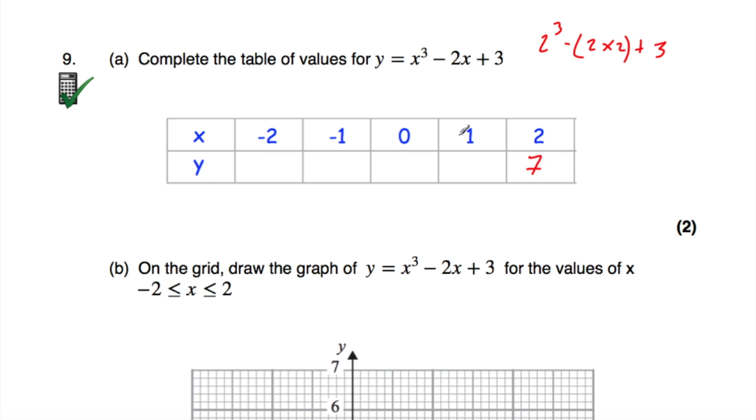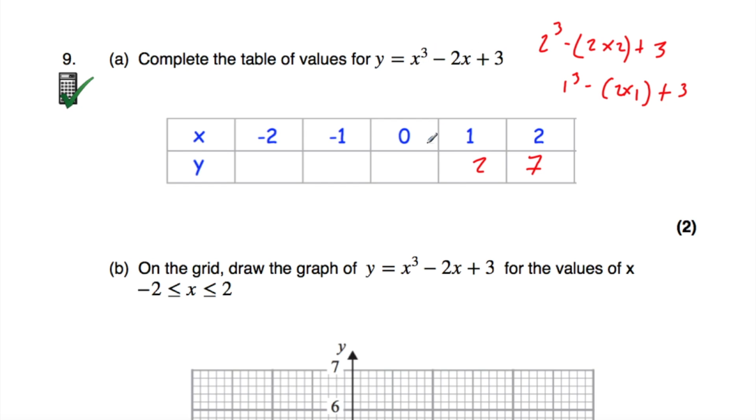So that'll be 7. Now 1, so we're now going to do 1 cubed minus 2 times 1 plus 3. And when we do that, let's see what we get. So you can type it into your calculator again, and you would get 1 cubed is 1, take away 2, which is negative 1, and plus 3 is 2. 0, that's quite straightforward.